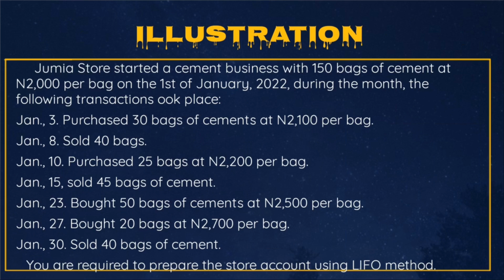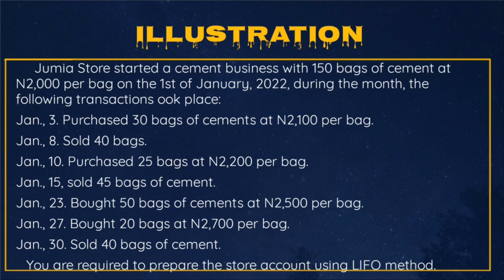On January 15, sold 45 bags of cement. January 23, bought 50 bags of cement at 2,500 per bag. January 27, bought 20 bags of cement at 2,700 per bag. January 30, sold 40 bags of cement. You are required to prepare the inventory, that is the store account, using the Lifo method.